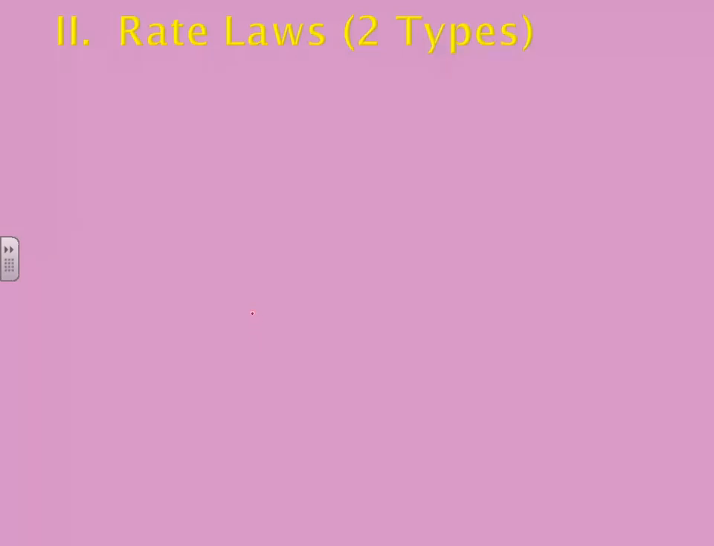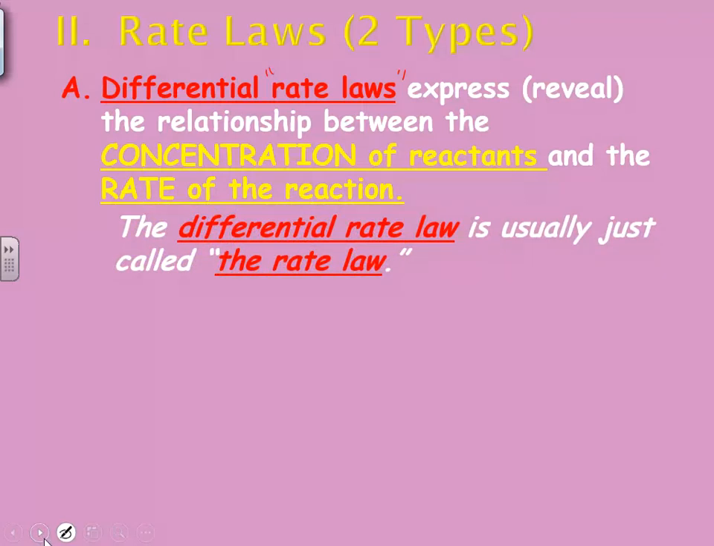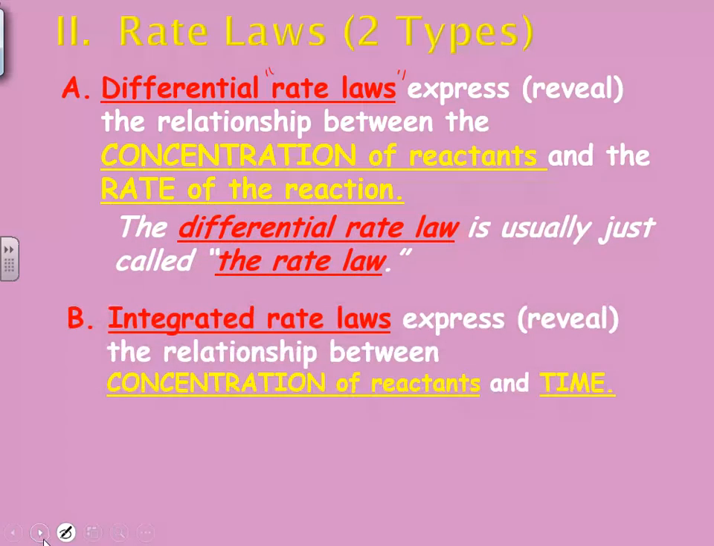The next part of this unit is on rate laws. There are two types of rate laws that we're going to learn about. The first is called the differential rate law. The differential rate law expresses or reveals a relationship between the concentration of the reactants and the rate of the reaction. We usually simply call the differential rate law just the rate law. So if you hear just the word rate law, where it says calculate or determine the rate law, they're talking about the differential rate law.